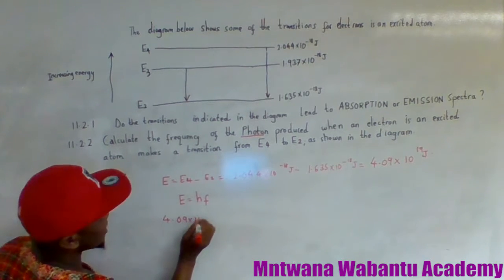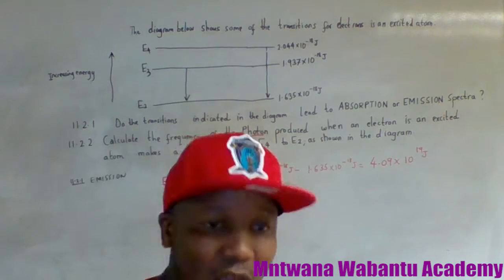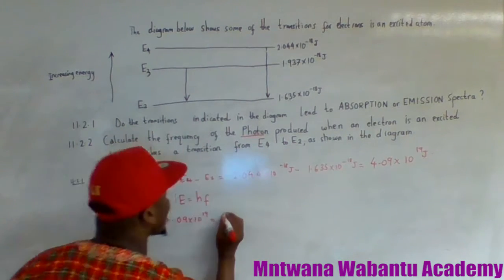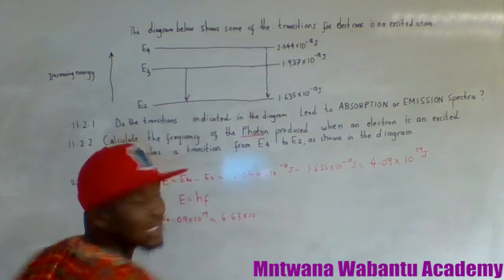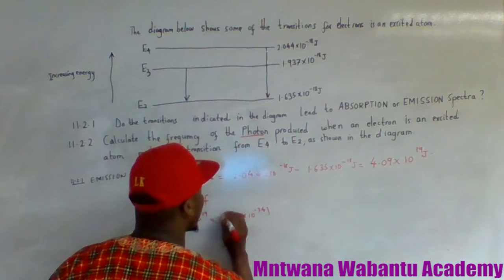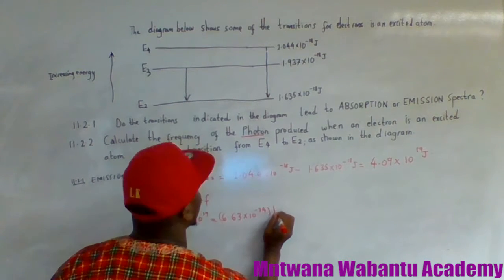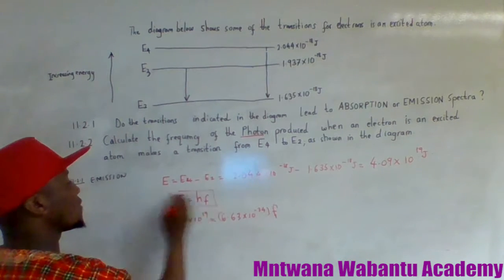4.09 times 10 power negative 19. Our Planck's constant is always constant, which is 6.63. This h is given; if you look at the back of the formula sheet, it's always there. Times 10 power negative 34, times the frequency. So this one also is there at the back of the formula sheet.